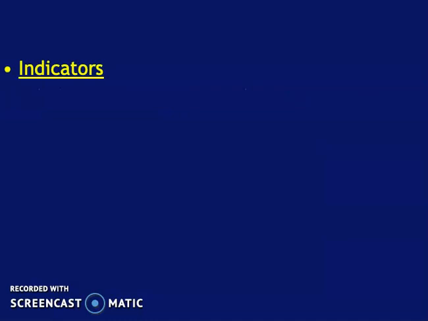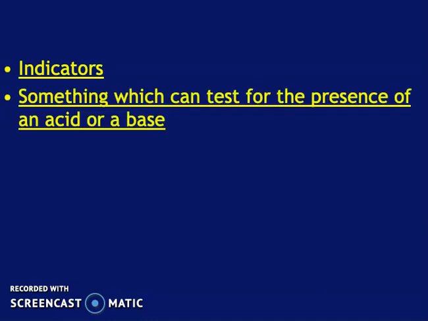Okay, welcome back. So what does an indicator do? Well, an indicator is something which can test for the presence of an acid or a base. So you don't have to die with your dying breath telling me that, miss, this is an acid. Okay, so pause now if you need to write the note into your good book.